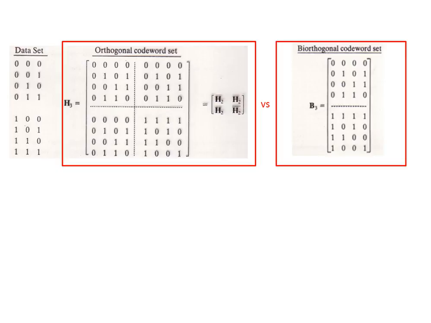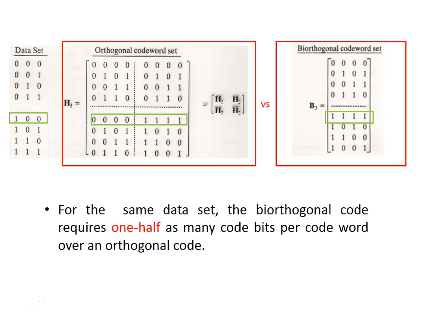If we compare both orthogonal and bi-orthogonal codes, we will see it as this example. If I take data set of 100, the orthogonal code will give me a code word of 00001111, while bi-orthogonal code is only 1111. What we can see here, for the same dataset, the bi-orthogonal code requires 1/2 as many code bits per code word over an orthogonal code.